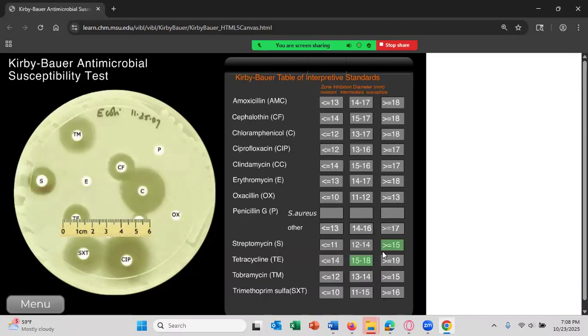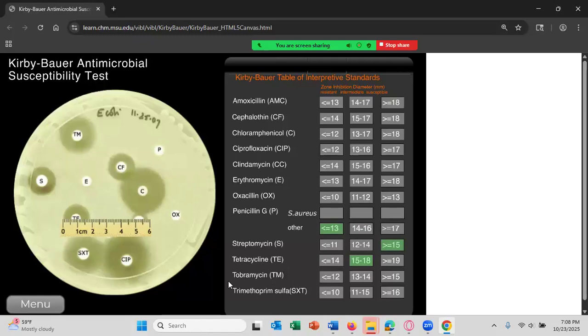Oh, I guessed right. Sorry. Penicillin G. I just guessed that right. I didn't mean to. Penicillin G. There we go. So let's say penicillin G is greater than 17. That's wrong. 14 to 16. That's wrong. And I can see it right there. There's nothing for penicillin G. So that's why it's less than 13. So you do that to get the answers.